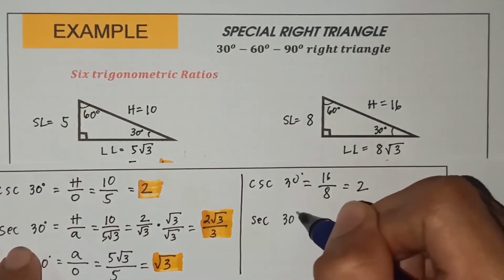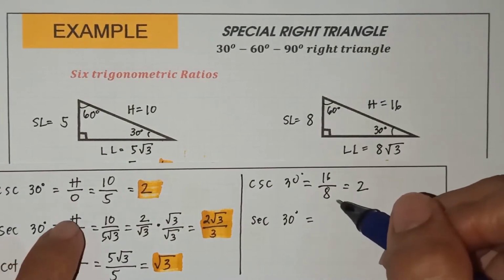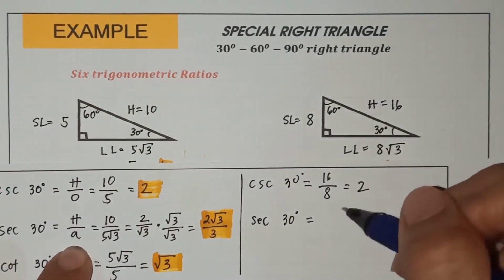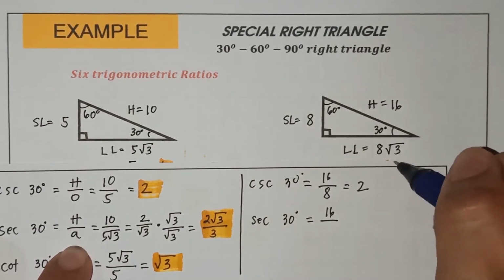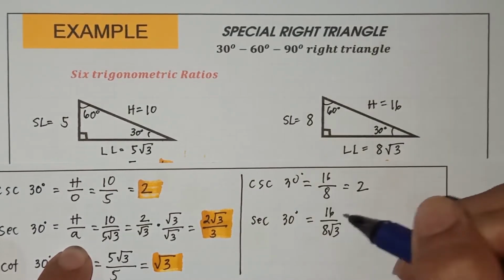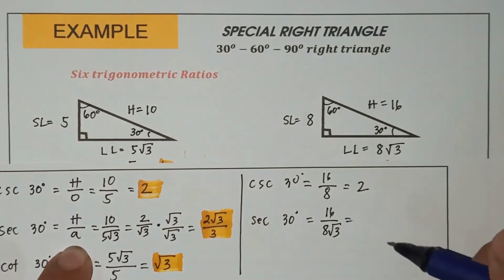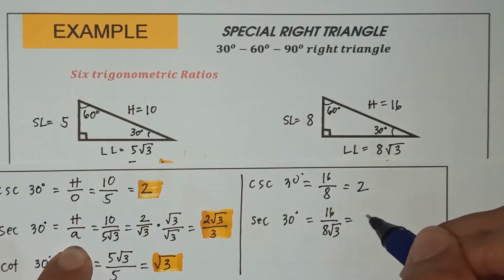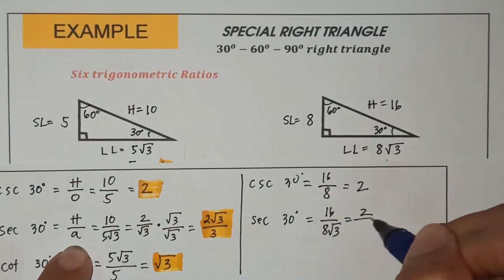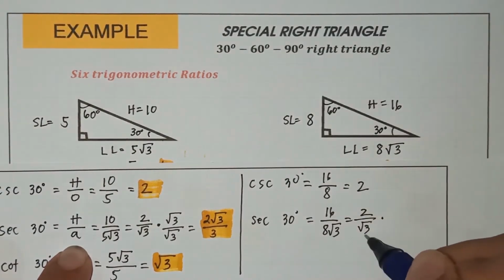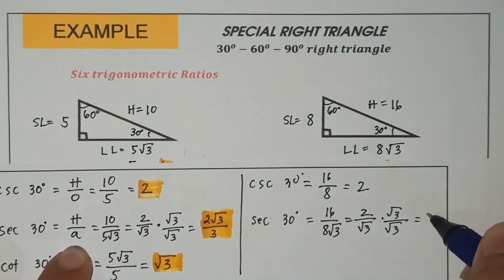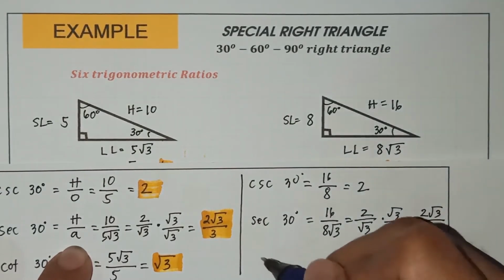The secant 30 degrees is equal to the hypotenuse over adjacent, and the hypotenuse here is 16, and the adjacent is 8 square root of 3. So the result here is 16 divided by 8 is 2, or 2 over square root of 3. Rationalize the denominator, square root of 3 over square root of 3. The result is 2 square root of 3 over 3.